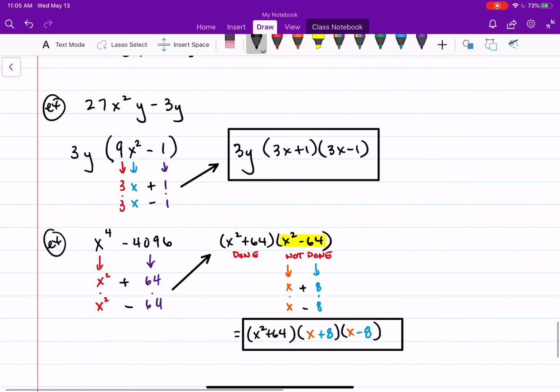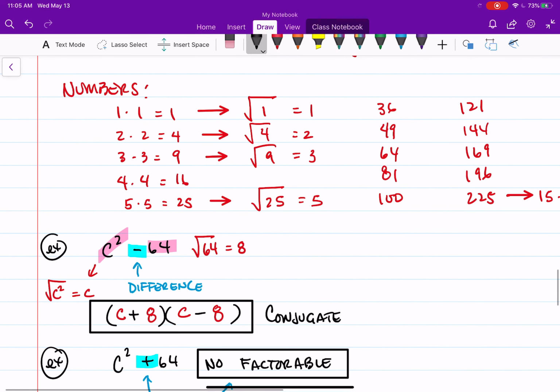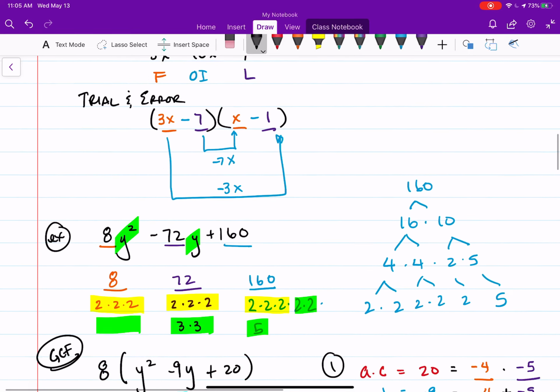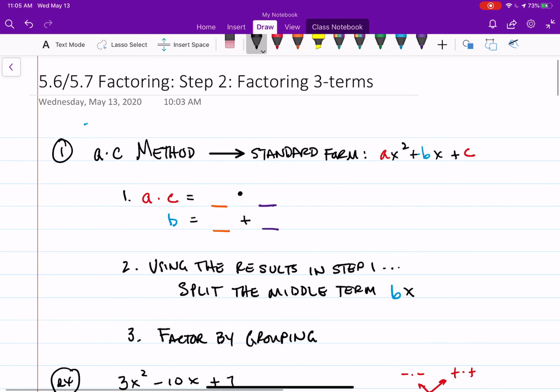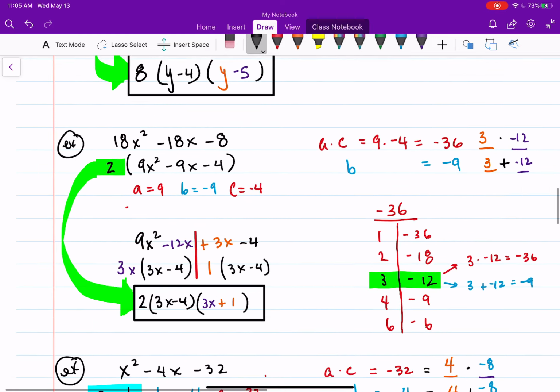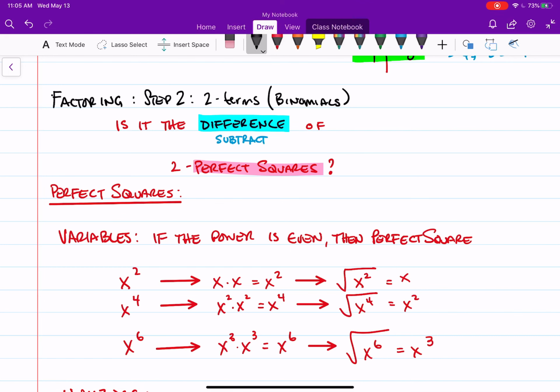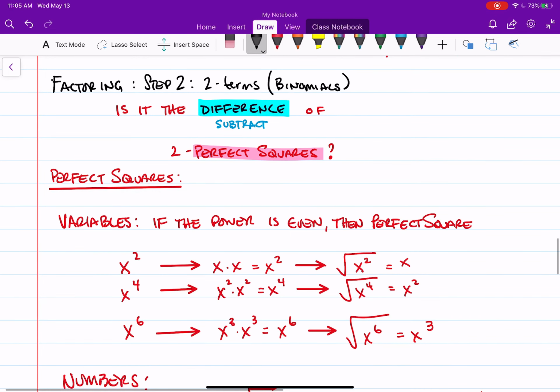Got that? All right. So again, I did 2 step 2s here. So step 1 was GCF, and then we did 3 step 2s. One was 4 terms, which is factor by grouping. One was 3 terms, which was the AC method or trial and error. And then the third step 2 was 2 terms. So 4 terms, 3 terms, 2 terms. And this is just asking yourself, is it the difference of 2 perfect squares?